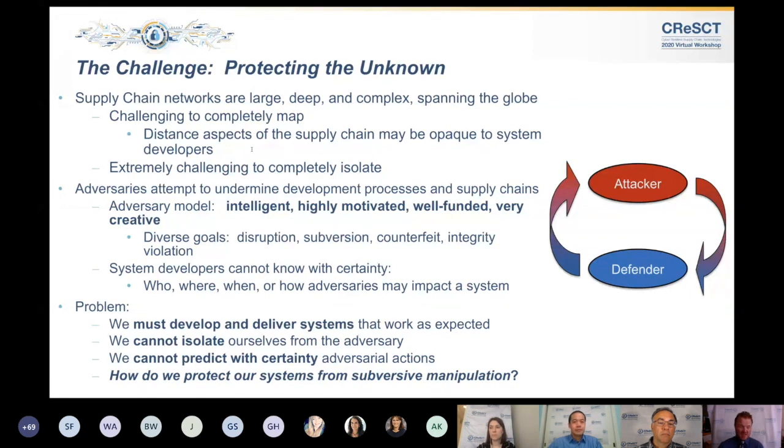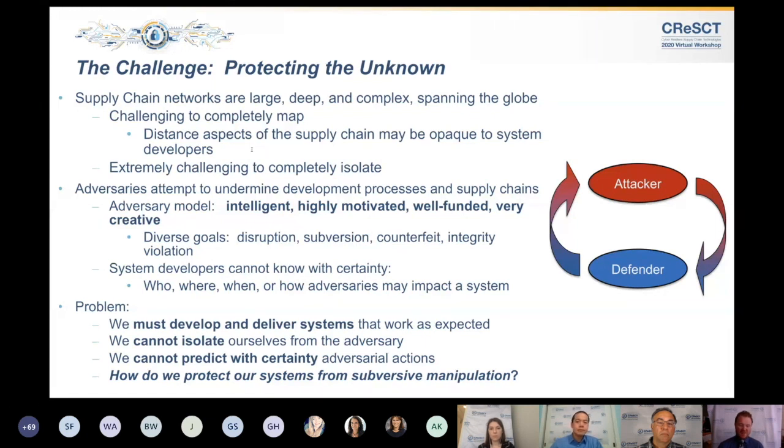The next challenge is that when considering from a security perspective, adversaries are really motivated. They're smart, they're well-funded, and they're very creative. That's the adversarial model we have to operate under. They have diverse goals. They may be attempting to disrupt. They may be attempting subversive alterations. They may be trying to counterfeit. They may be trying to manipulate integrity. There's all kinds of bad things that they can do.